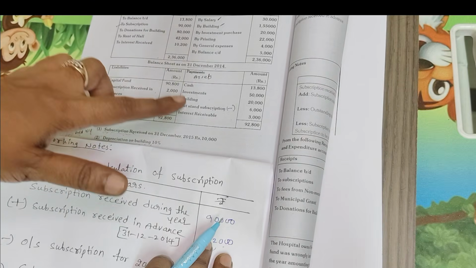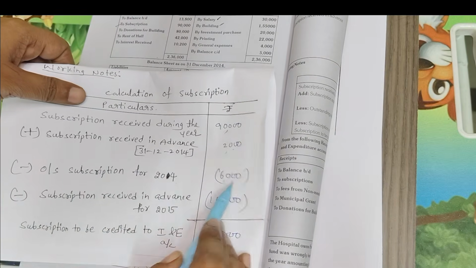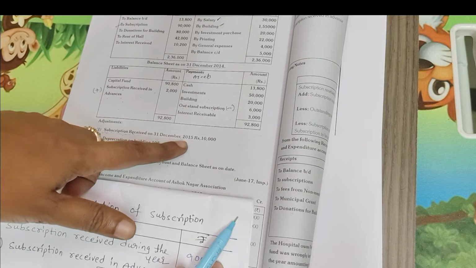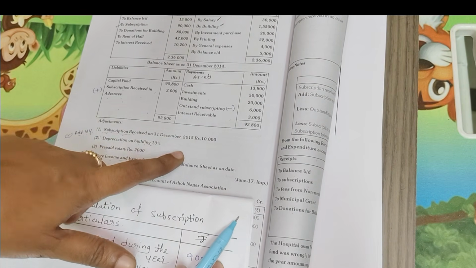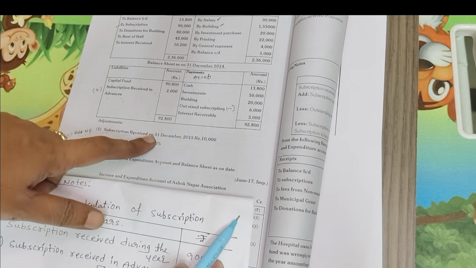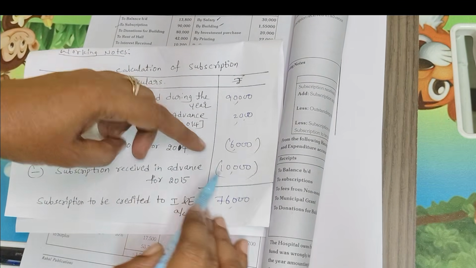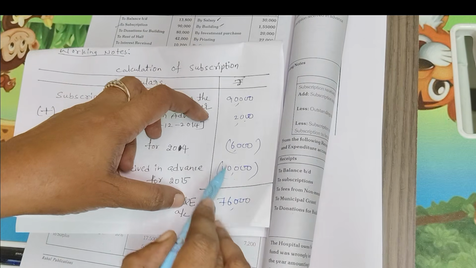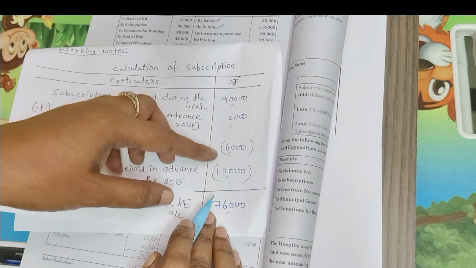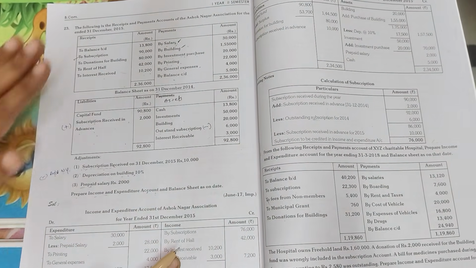And next, here we have outstanding subscription in 2014. So what should we do? Last year outstanding subscription, last year is nothing but 2014 subscription. We are deducting here 6,000. And next, in the adjustments, subscription received on 31st December 2015. So 2015 is the current year. At the end of the current year we received, which means it belongs to next year. So for next year advance, what should we do? Minus 2015. Here we are deducting 10,000 rupees. Since we are deducting, you need to write it in brackets, which indicates a negative. Okay. So 90 plus 2, 92,000 minus 6,000 minus 10,000, you'll get 76,000. So here is our solution regarding this problem.